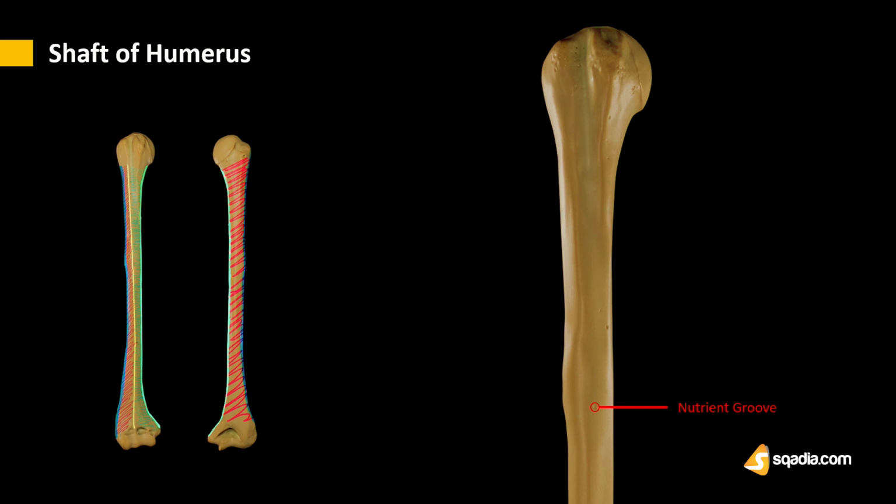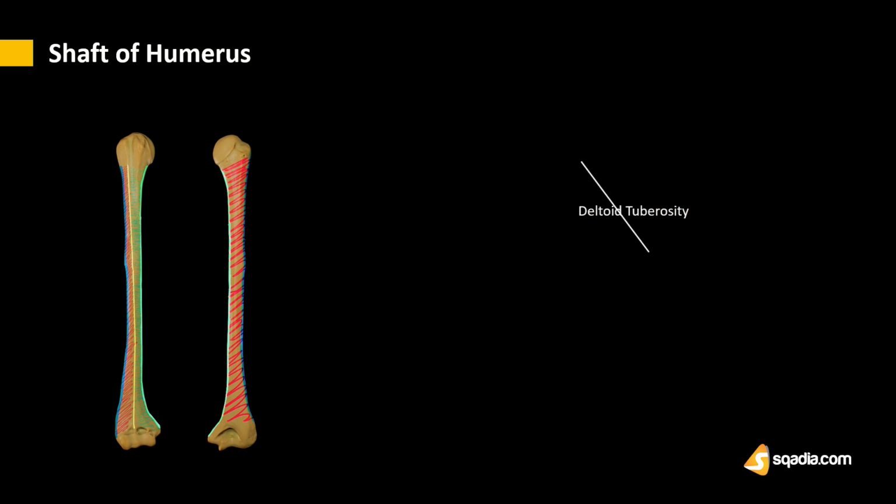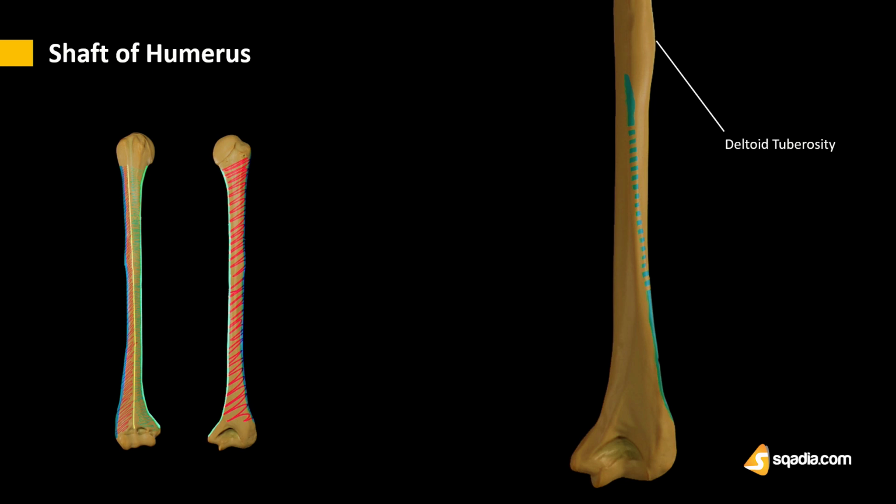Coming to the lateral surface of the shaft, you will find a roughened surface which is known as the deltoid tuberosity. This acts as the site of insertion of the deltoideus muscle. The deltoid tuberosity continues on the posterior superior aspect of the shaft as a crest, beginning just below the surgical neck of the humerus and extends till the superior tip of the deltoid tuberosity. This is where the lateral head of triceps brachii muscle is attached.